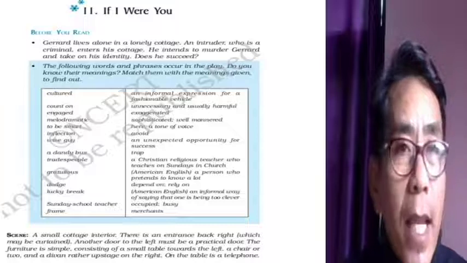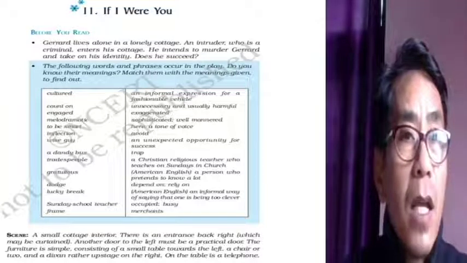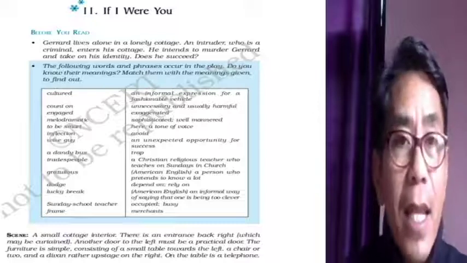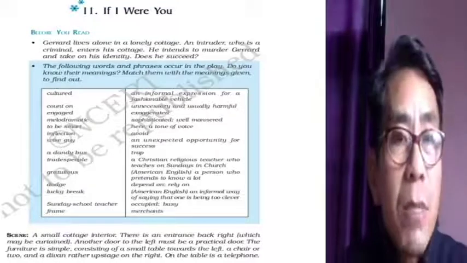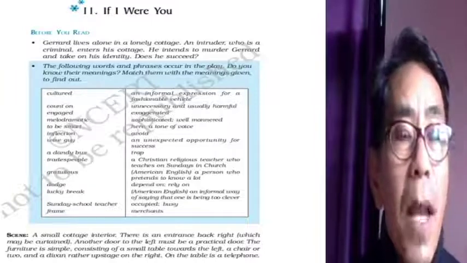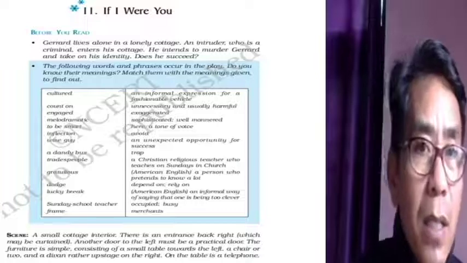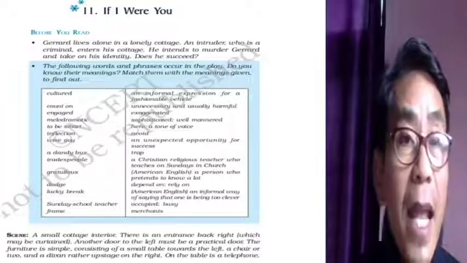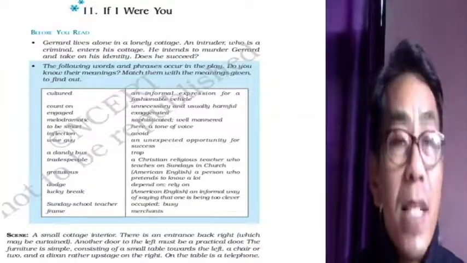He was talking on the phone, and after talking on the phone, he was busy packing. He had a big suitcase, a traveling bag, and he was busy packing his things. And suddenly, an intruder comes, a person with a gun, and he told Gerard to raise his hand.